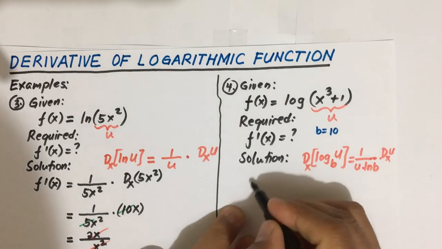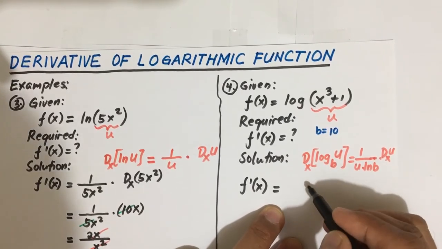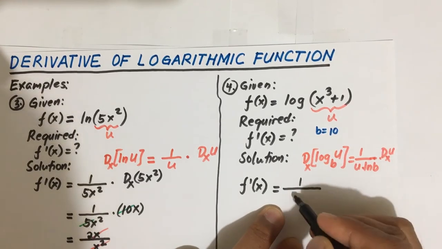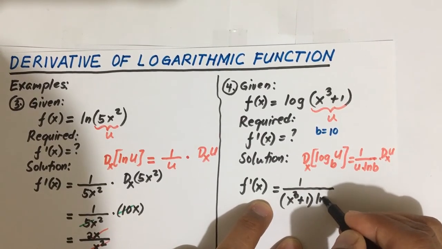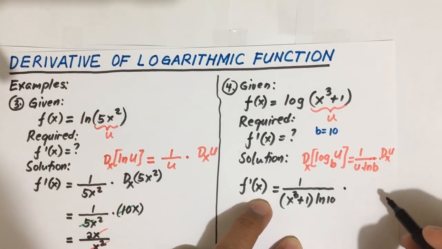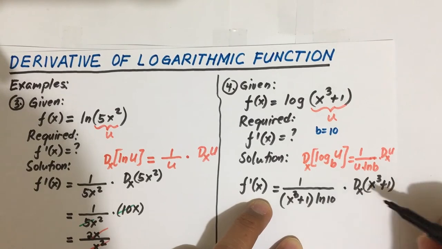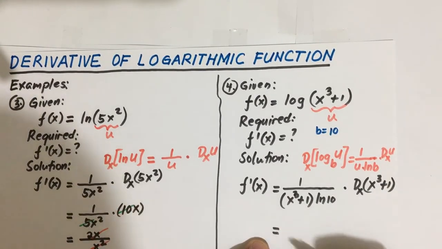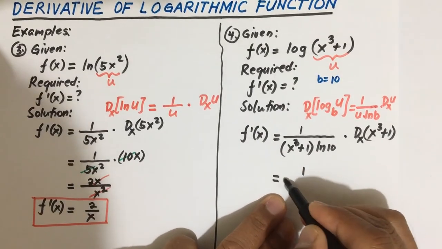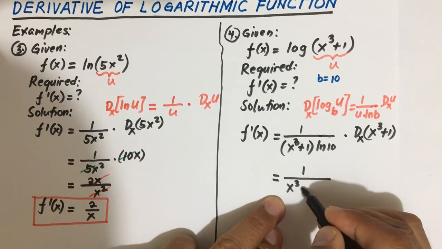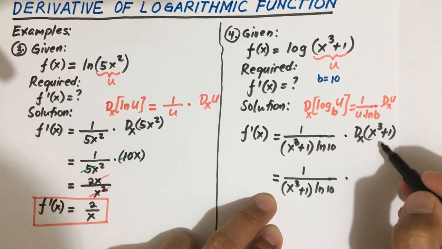So therefore we have f prime of x equal to, from the formula, 1 over u times ln b, so 1 divided by u, which is x cube plus 1, times ln, our b is 10, and times the derivative of u, our u is x cube plus 1. So derivative of this quantity with respect to x equal to one divided by x cube plus one times ln 10 and times, so sum rule together with the power rule.